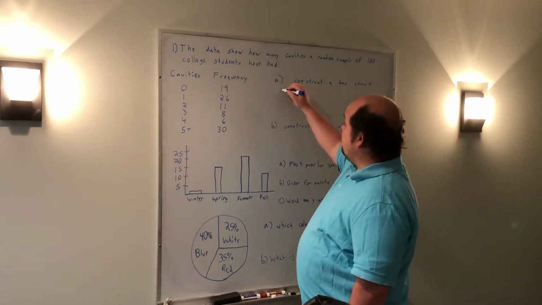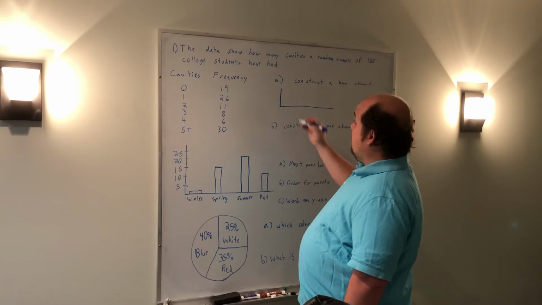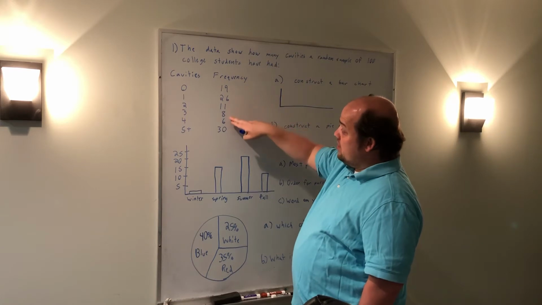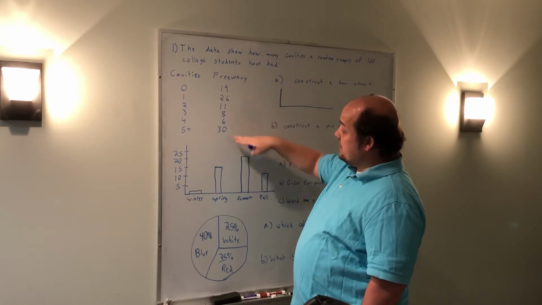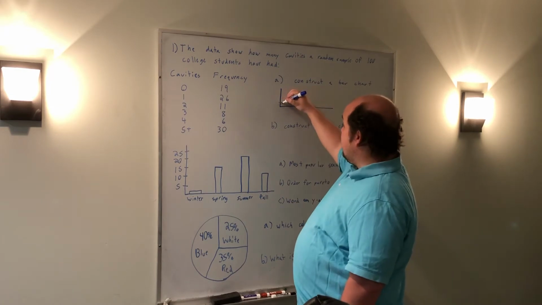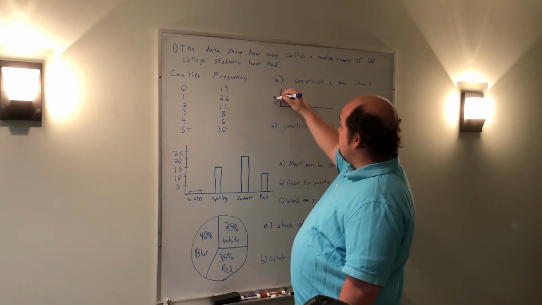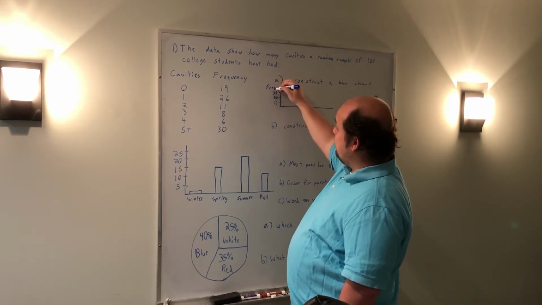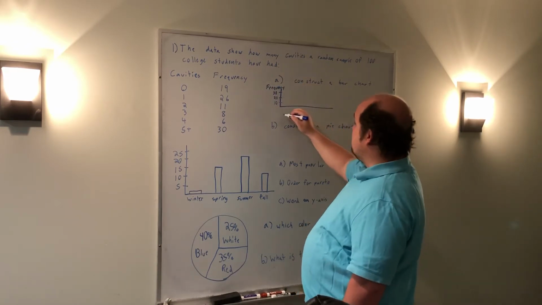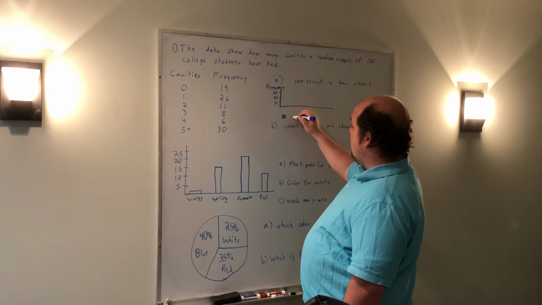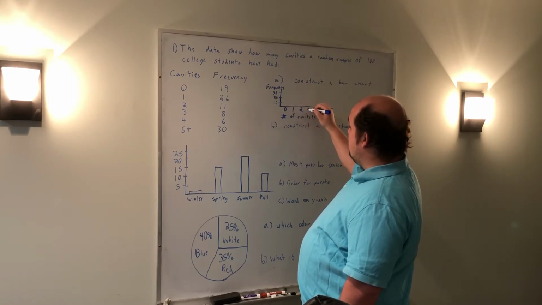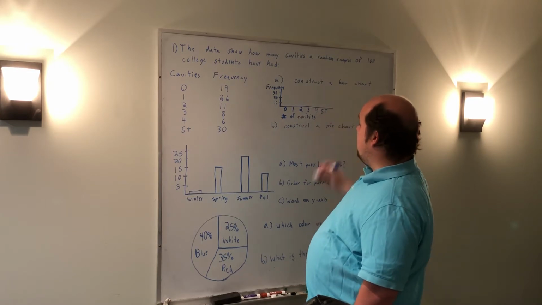In order to construct that bar chart, I'm going to start by making 2 axes. Along the vertical axis, I'm going to look at what the different frequency numbers are. The lowest I see is 6, the highest I see is 30. I'm going to decide to go by tens, so 10, 20, 30. Whenever I do this vertical axis, I want a label on it, so this is going to be frequency. Down here, this is going to be number of cavities. And I'm going to create a bar for 0, a bar for 1, 2, 3, 4, and 5 plus.